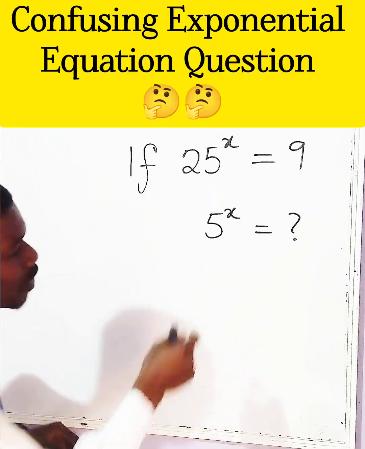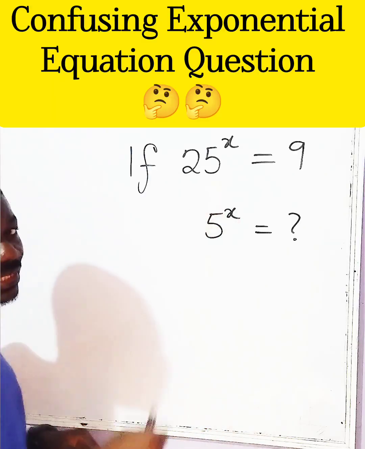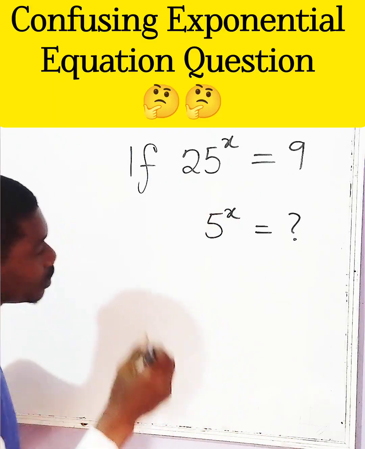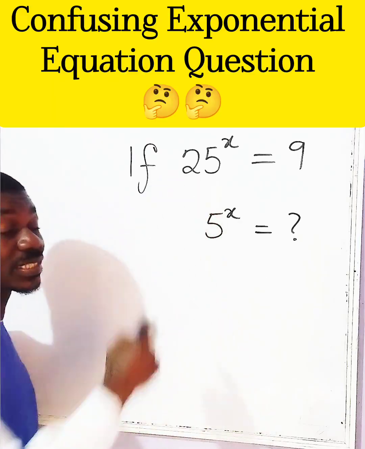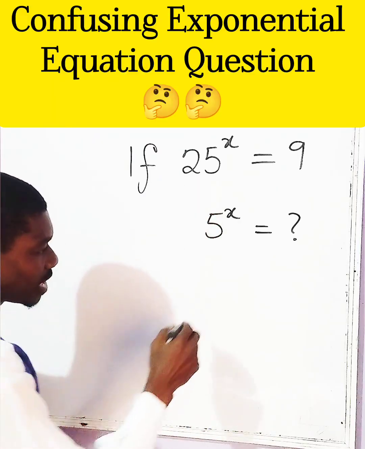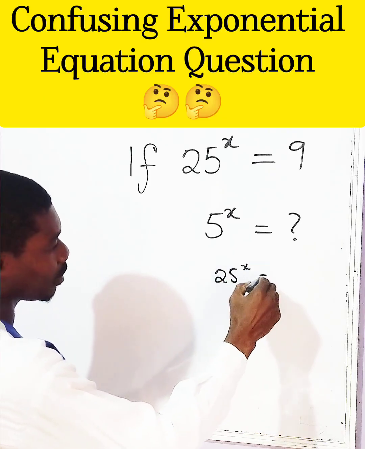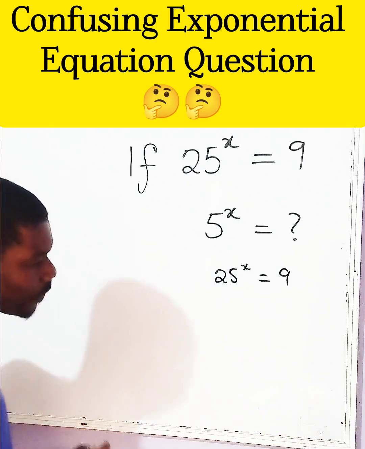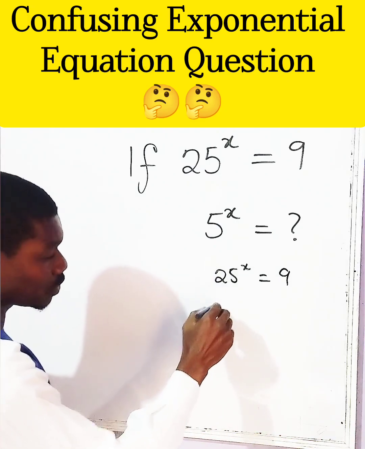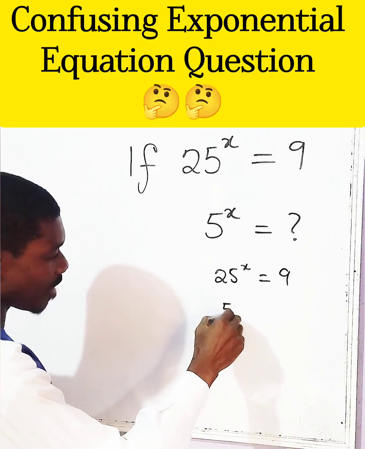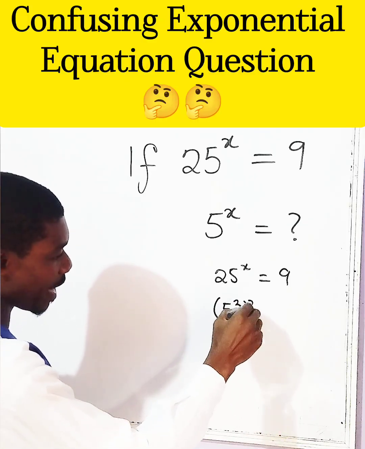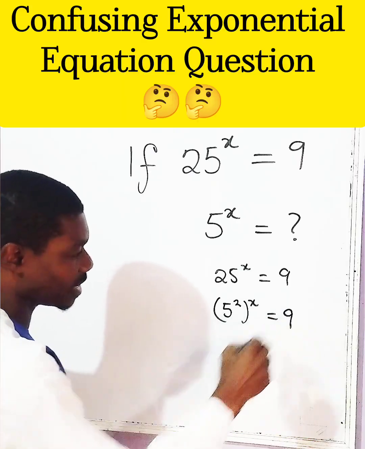Now for us to get 5 raised to x in this equation, all we need to do is break this down to a base of 5. Let's say 25 raised to x equals 9. Now 25 can be written as 5 squared, so we have 5 raised to 2, all raised to x, equals 9.